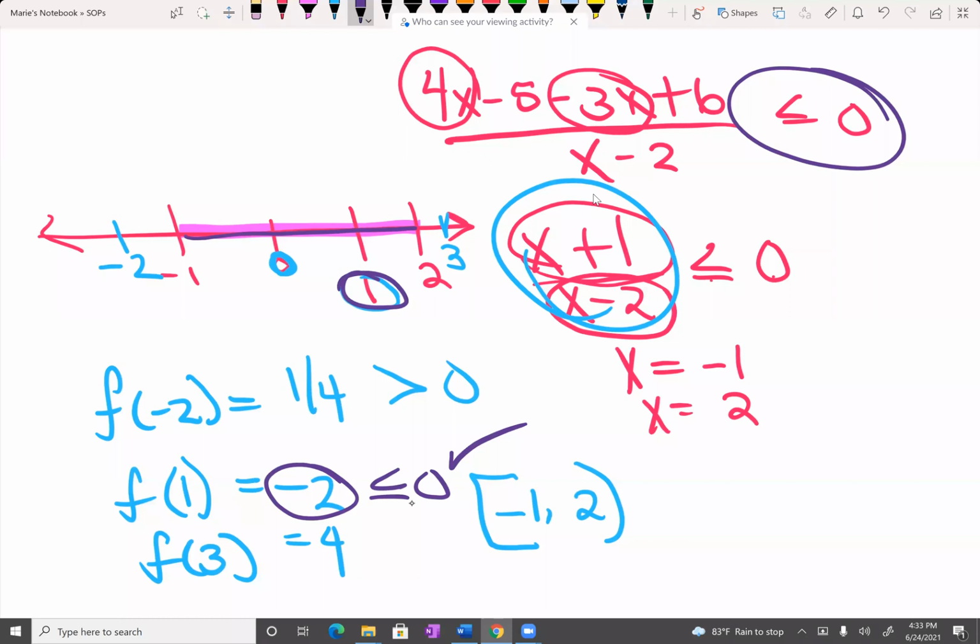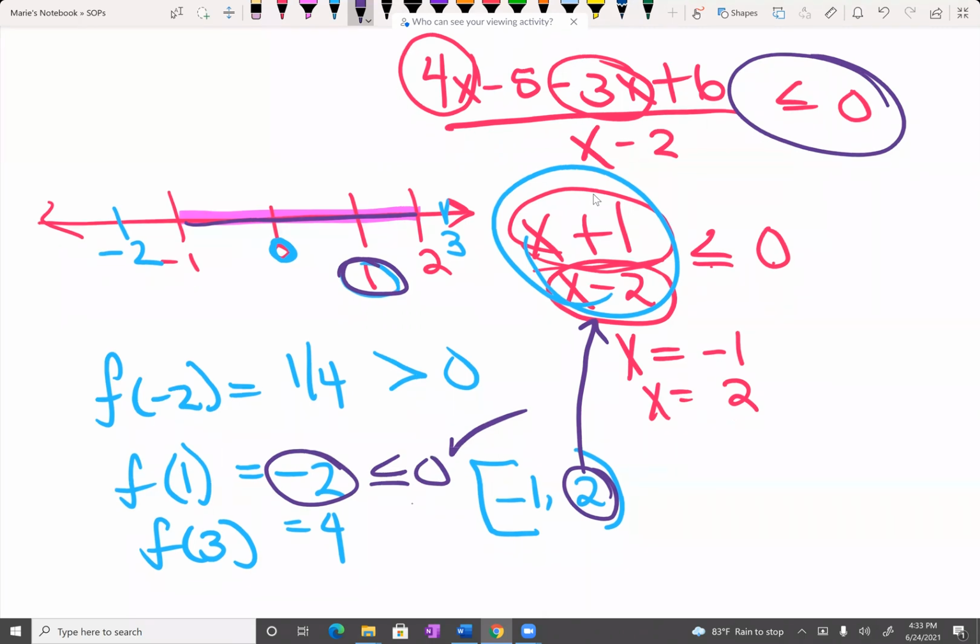If you notice, the 2 is not inclusive, and that's because of the denominator. That is the only reason why the 2 is not inclusive. If that were not necessarily x minus 2 in the denominator, then I could incorporate that as inclusive, but no.